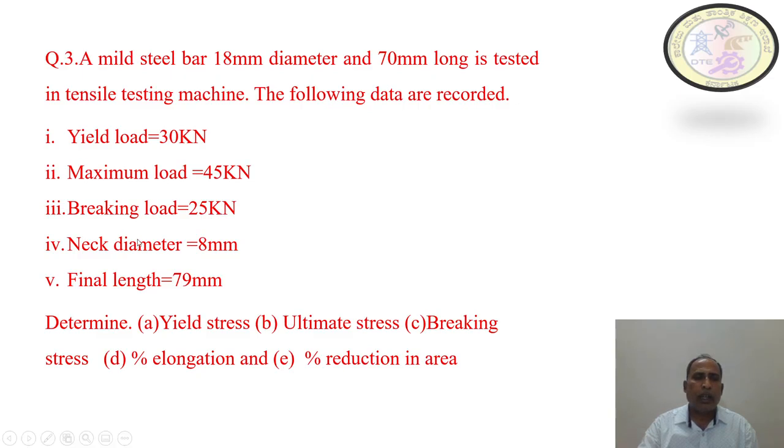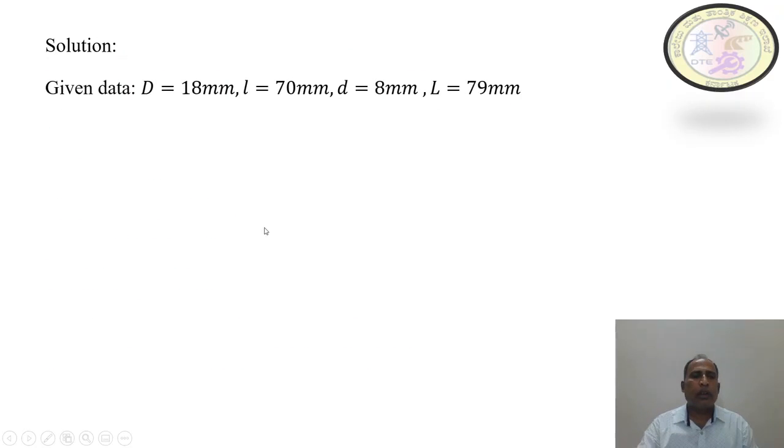And neck diameter is 8 mm. So by using this neck diameter, we can calculate the area at the breaking failure, or area at the point of breaking the specimen, and final length is 79 mm. Therefore original diameter D is equal to 18 mm, the original length is 70 mm, the neck diameter is 8 mm and the final length is 79 mm.